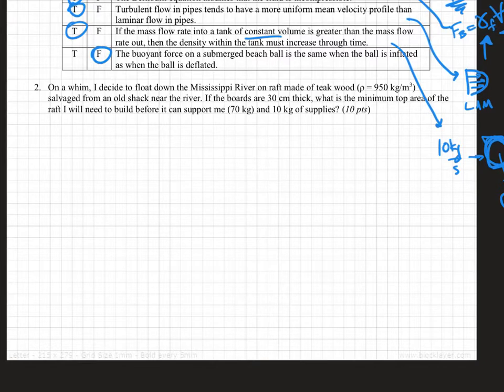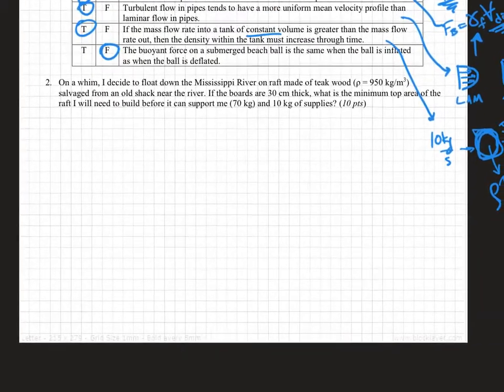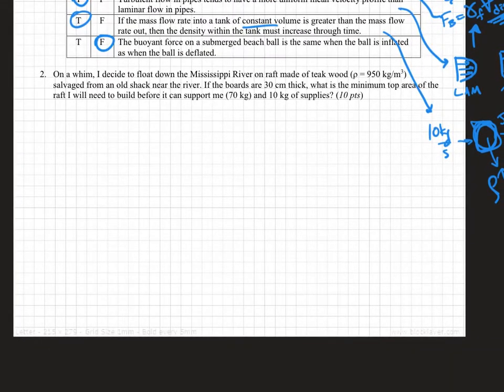And I guess we'll just do what we can do here. Okay, so I decided to float down the Mississippi on a raft made of teak wood. There should be a drawing here, but I guess this version did not have the drawing.